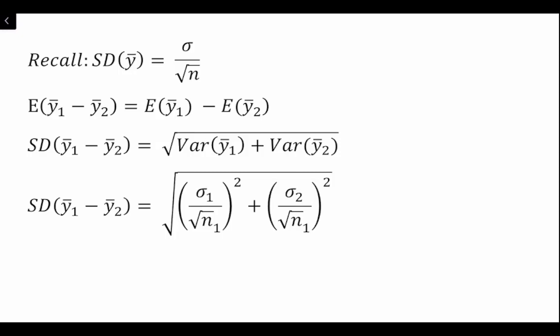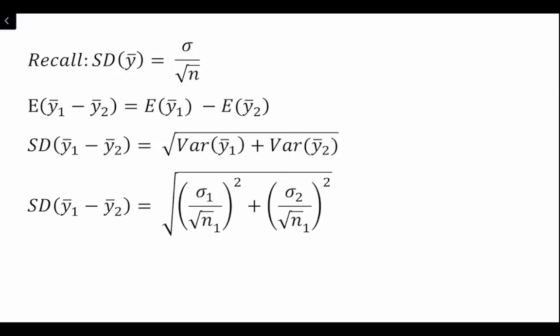Once we've established what the expected value of y bar 1 minus y bar 2 equals, we need to recalculate our standard deviation. The standard deviation of y bar 1 minus y bar 2 is equal to the square root of the variance of y bar 1 plus the variance of y bar 2. No different than in previous videos, the standard deviation of x plus or minus y is equal to the square root of the variance of x plus the variance of y. All right? Exactly what we've done in previous videos.